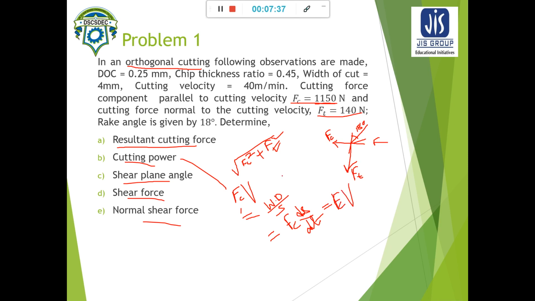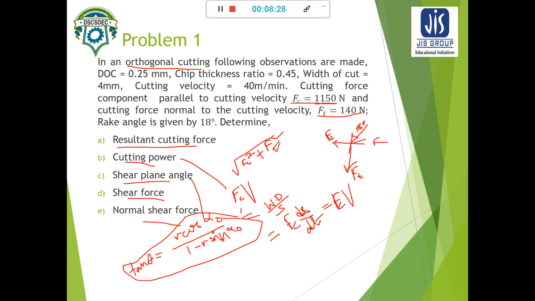Now for the shear plane angle, we know the formula: tan theta is equal to r cos alpha 0 divided by 1 minus r sin alpha 0, where alpha 0 is our orthogonal rake angle. This is our shear plane angle.